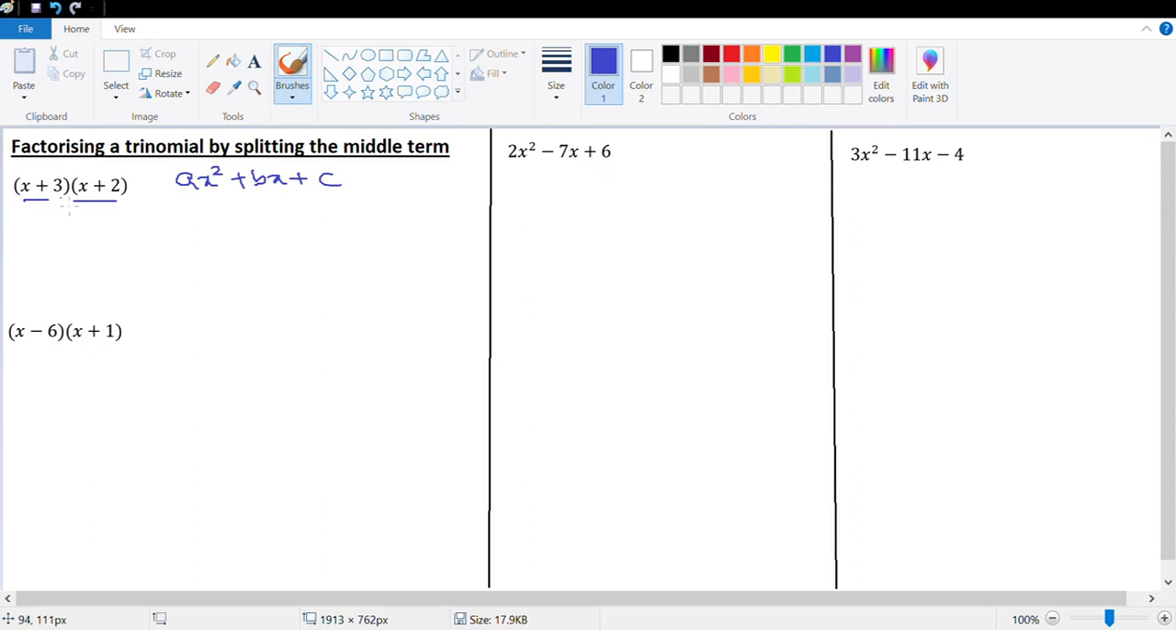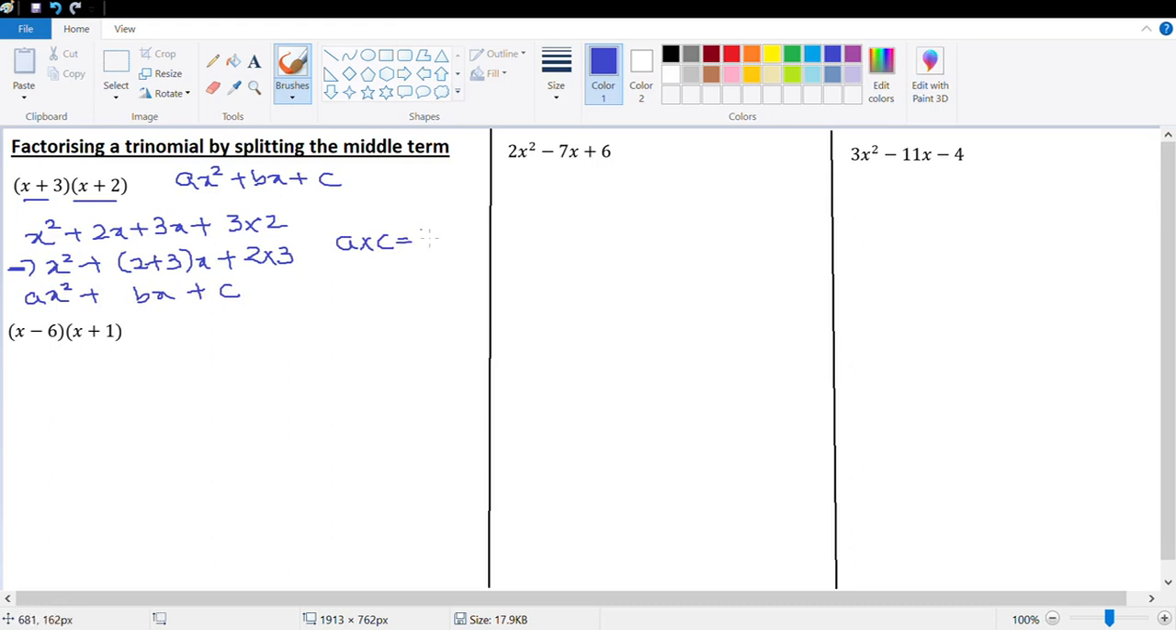I have an expansion of x plus 3 multiplied with x plus 2. So if I multiply this, I would get x squared plus 2x plus 3x plus 3 into 2, which means x squared plus 2 plus 3 times x plus 2 into 3. If I compare this with ax squared plus bx plus c, I get a into c is 1 into 2 into 3, which is 2 into 3, and b is equal to 2 plus 3.